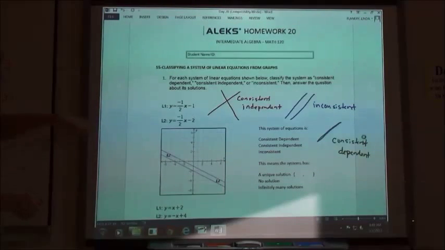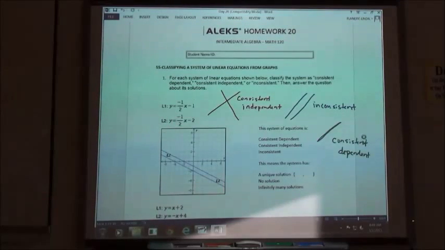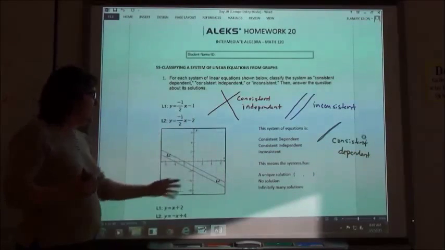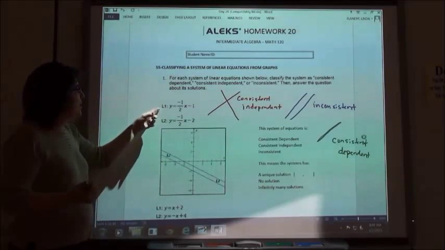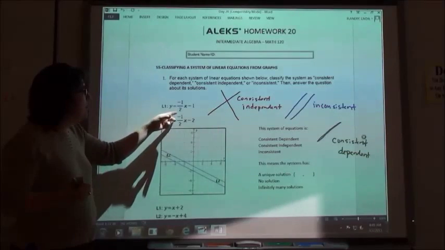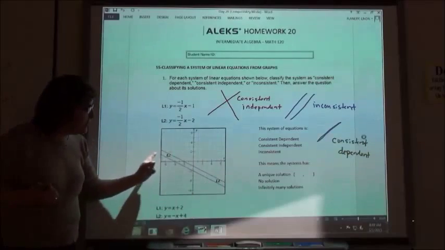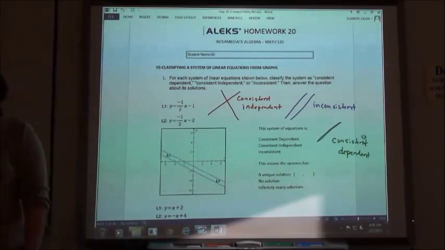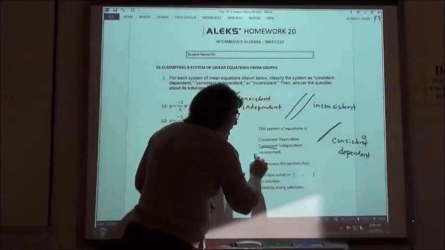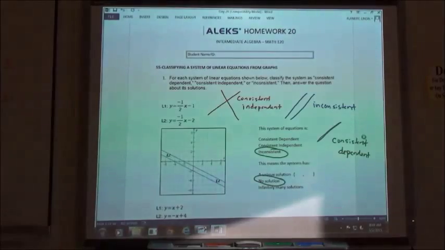So on these ones, they're always going to give you three examples, one of each of those three things, and you're going to pick what kind of equation it is and how many solutions you have. If it's one solution, you have to write down what the solution is. So looking at this first one, line 1 is y equals negative 1/2 x minus 1. Line 2, y equals negative 1/2 x minus 2. My slopes are the same, therefore my lines are parallel. And if my lines are parallel, they're going to be inconsistent and have no solution because those two lines are never going to intersect each other.